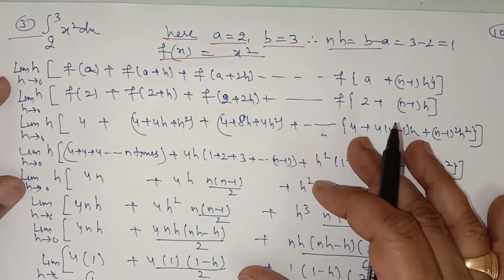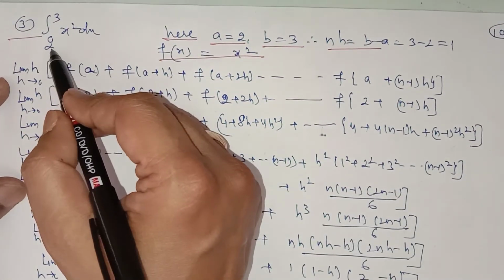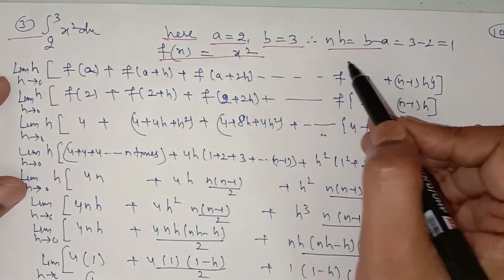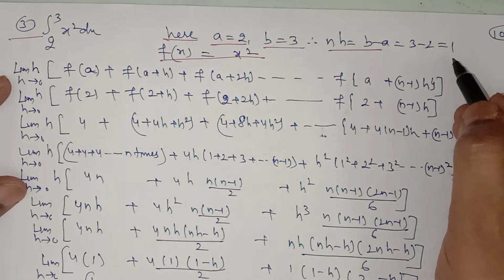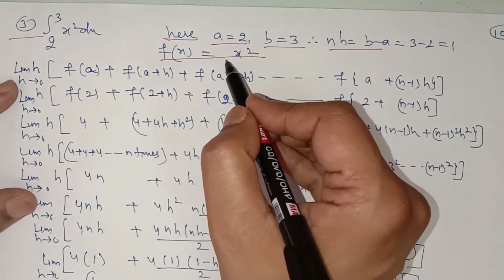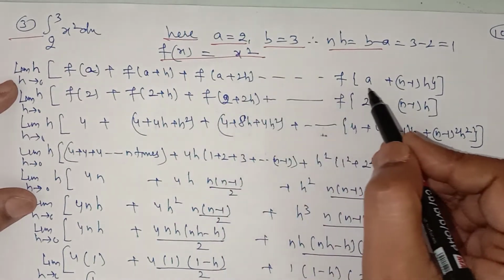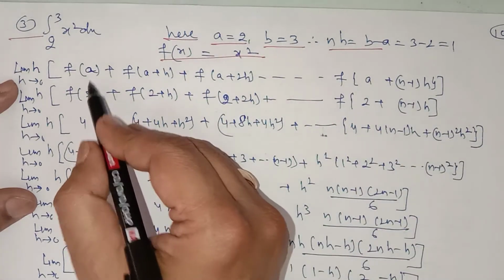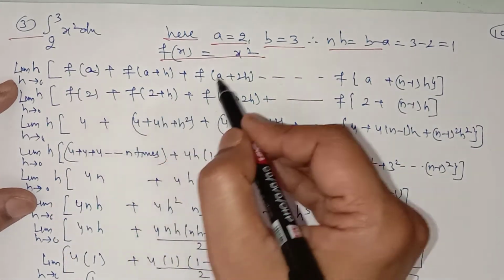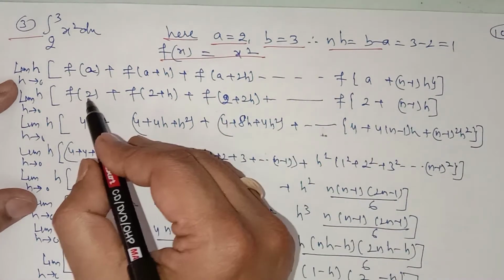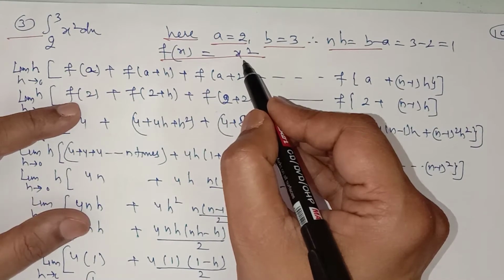Now question number 3 here, it is from 2 to 3 of x square. Here a is 2, b is 3, therefore nh will be b minus a, that is 3 minus 2, equal to 1. fx is x square. So the formula is f(a+h), f(a+2h) up to f(a+(n-1)h). So a is 2, so f(2+h), f(2+2h) up to f(2+(n-1)h). So f2 will be equal to 2 square, that is 4.